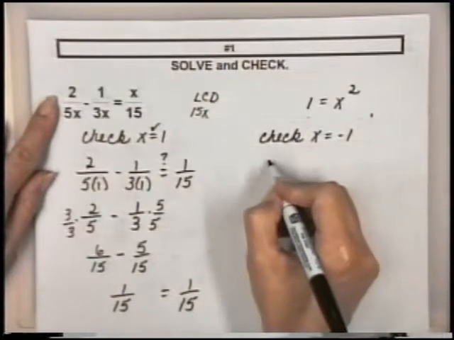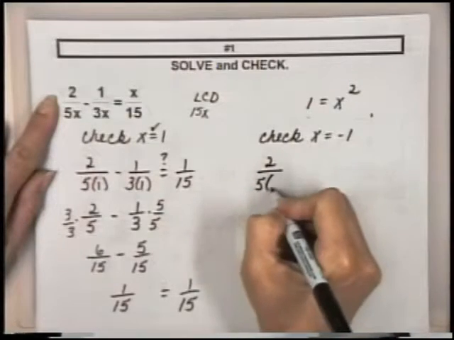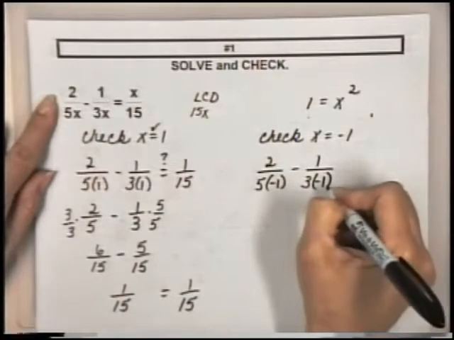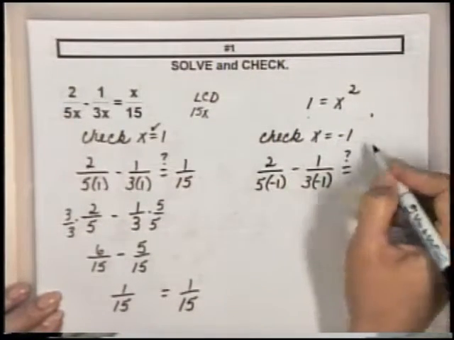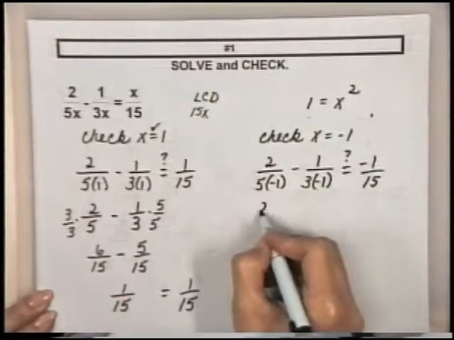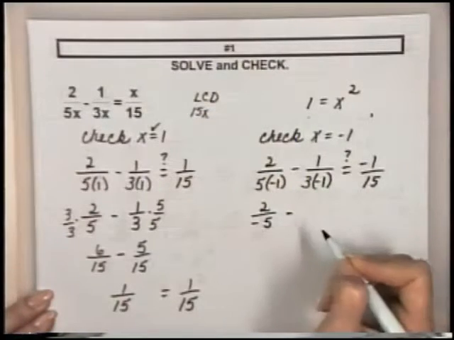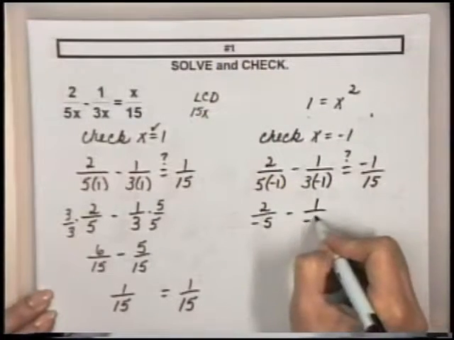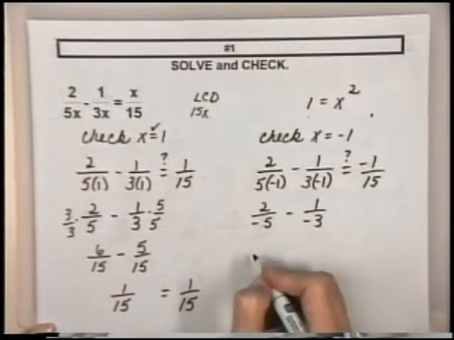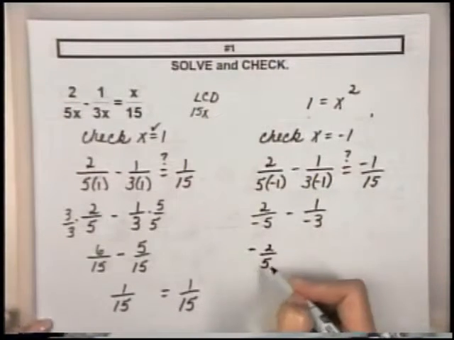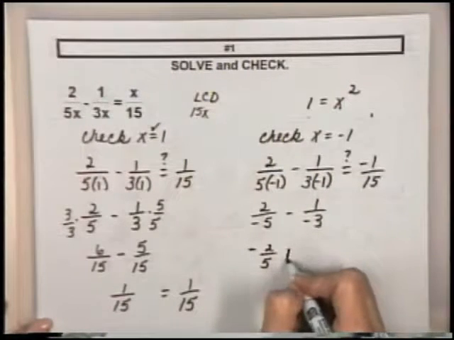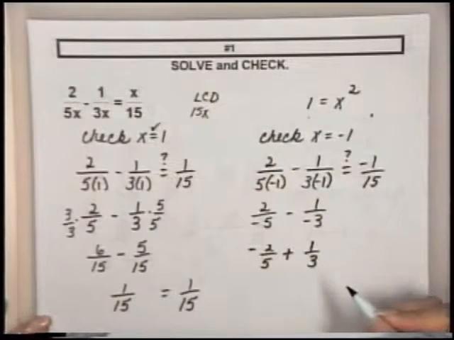X equal to negative 1, I will have 2 over 5 times negative 1, subtract 1 over 3 times negative 1. Does that equal negative 1 over 15? My first fraction will be 2 over negative 5, subtract 1 over negative 3. Let's clean up those signs. Positive divided by a negative would be a negative 2/5. I have subtract a positive divided by a negative, which is the equivalent of adding 1/3.